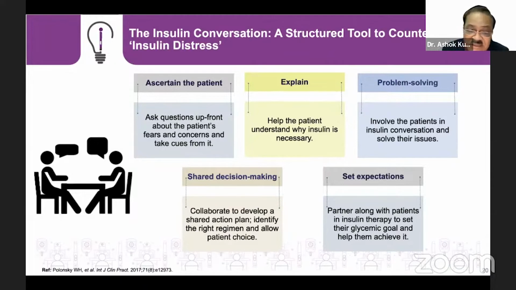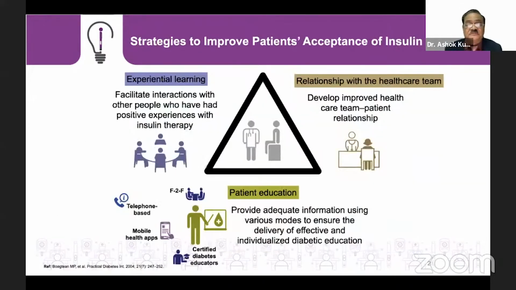There must be shared decision making, like a collaborative action plan, identifying the right regimen and the patient's choice taken with respect, and setting expectations on how the patient can get to glycemic goals and how we can help them achieve it. Now, what are the strategies to improve the patient's acceptance of insulin?